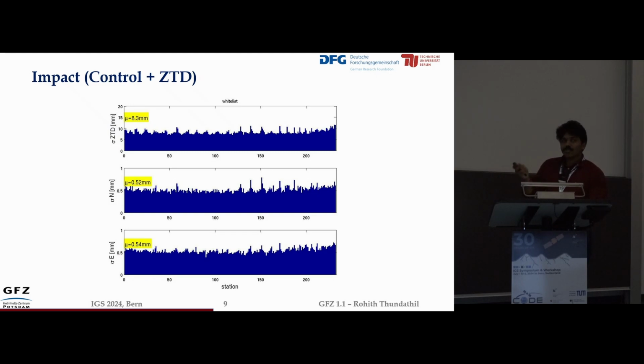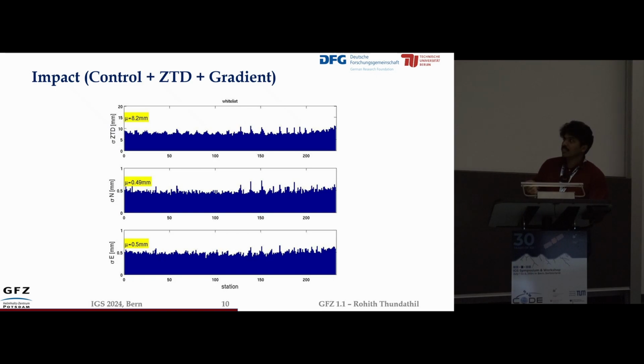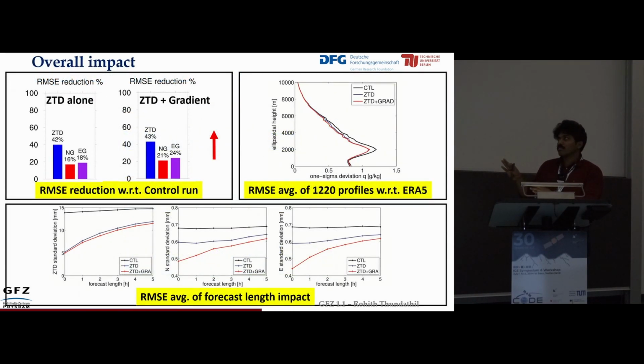When we assimilate the Zenith Total Delays, we can see a drastic decrease in the standard deviations for the ZTDs and the north gradients and the east gradients. So this is the scenario where we assimilate only the ZTDs. When we add the gradients, we find a sudden dip in not only the gradients but also the ZTD components as well. So in a nutshell, when we add the gradients on top of the ZTDs, we increase the RMSE reduction slightly more, most prominently on the gradients and also on the ZTDs.